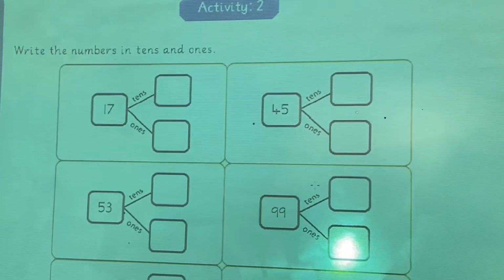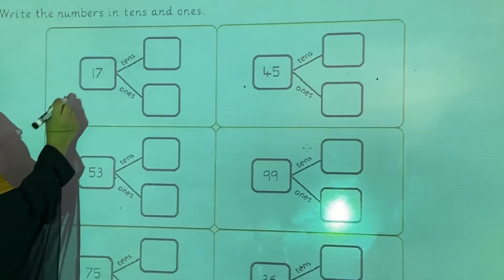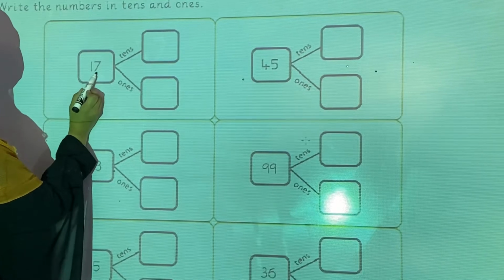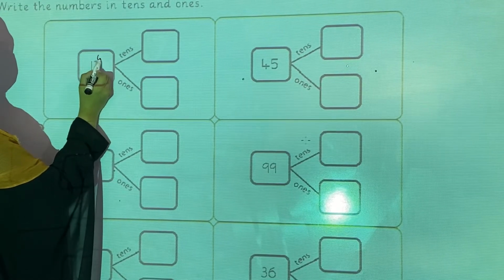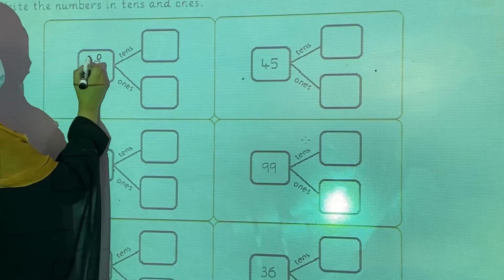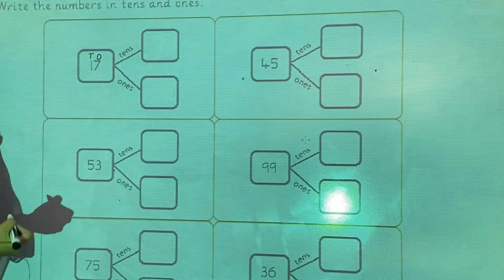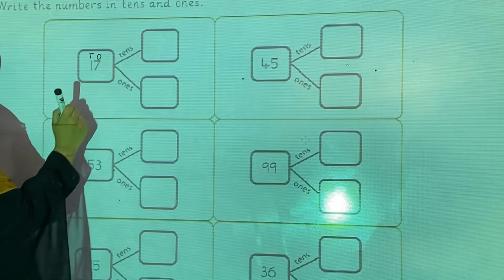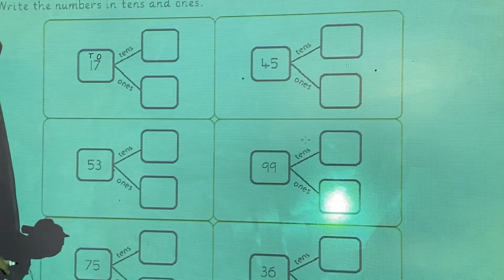Write the numbers in tens and ones. You will start from the right side. The number written on the right side is ones and the second number with the ones is tens. You will write tens in the first box and ones in the second box.